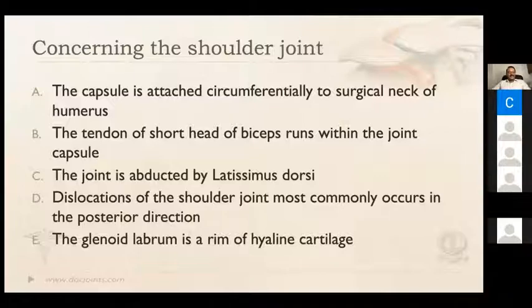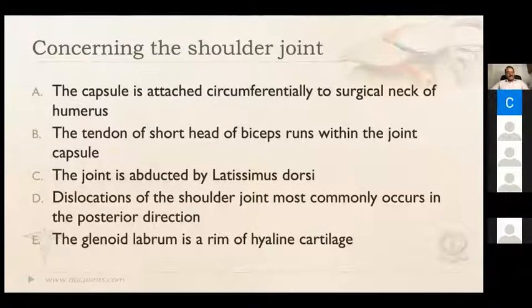Next, one more EMQ. The capsule is attached to the surgical neck, and the tendon of long biceps runs within the joint capsule. The joint is abducted by latissimus dorsi. That is wrong anyway. We know that. C is wrong. Dislocation of the shoulder joint most commonly occurs in the posterior direction. Is that right? No. It's false. Always anterior. 87% or 80% is anterior.